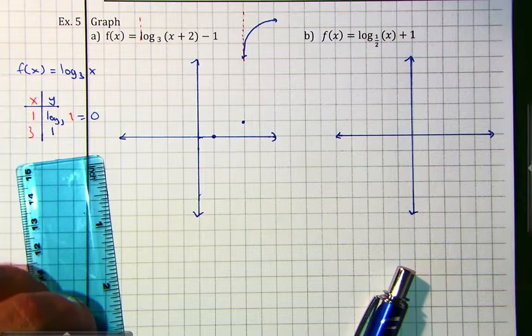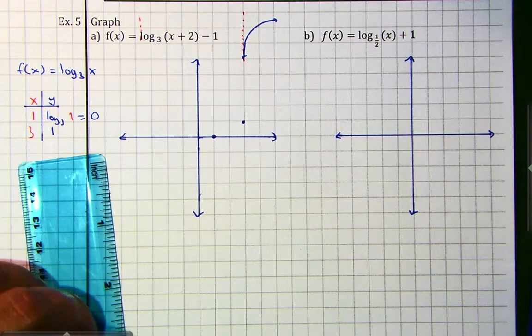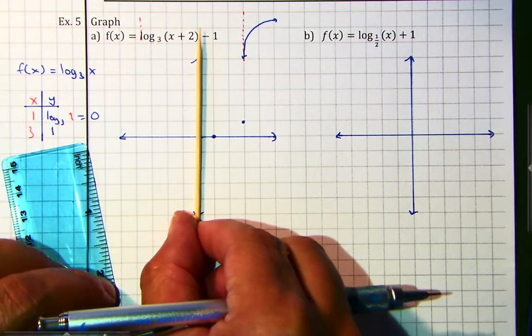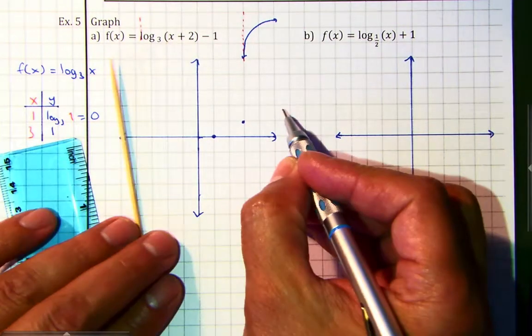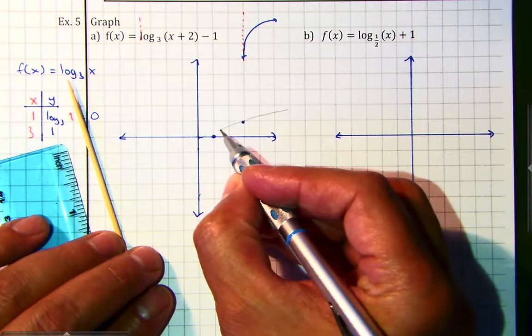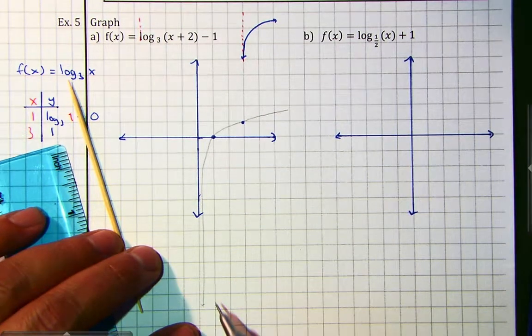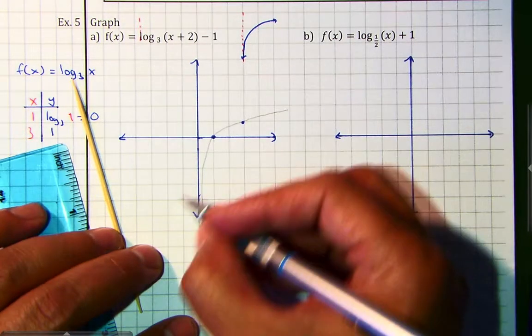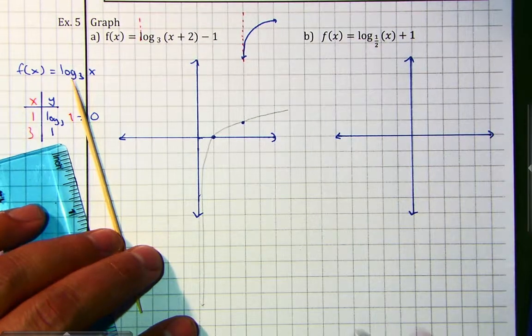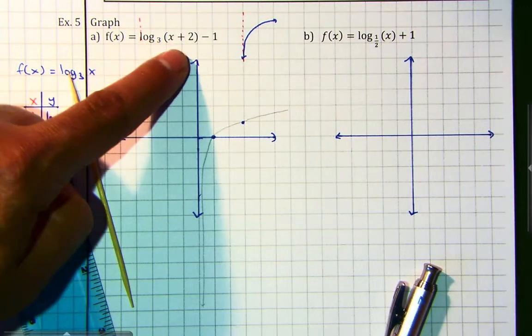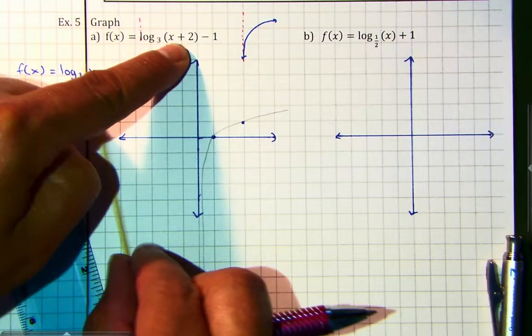Now before I shift it, my asymptote will be on the y-axis. So it should look something like this. Getting closer and closer to the asymptote, but never crossing it. A little closer. And now I'm going to shift it. This will shift my graph to the left.